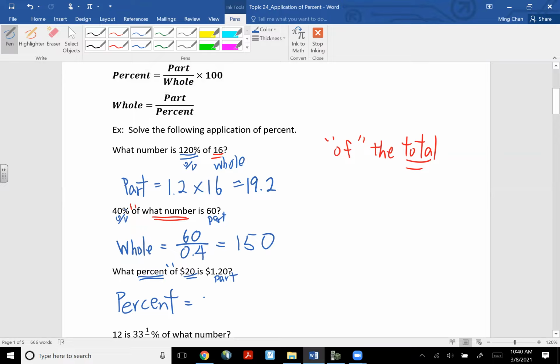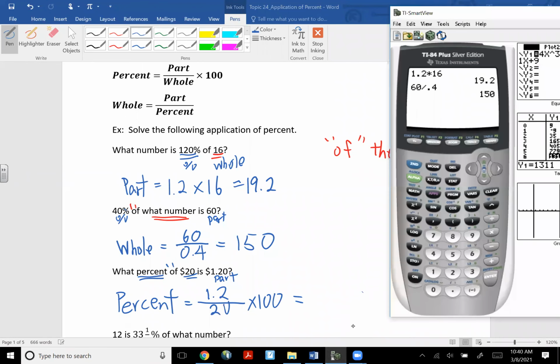To convert into a percent, remember from the previous video, going from decimal to percent, we have to times 100. So we take 1.2 divided by the whole: part over whole times 100. Since I'm looking for percent, I have to make sure I write down the percent notation. 1.2 divided by 20 is 0.06, times 100 gives me 6%.